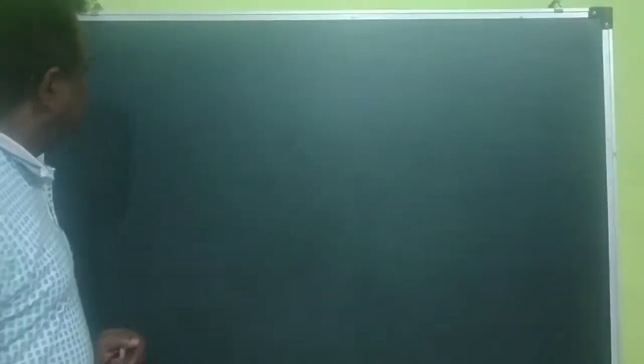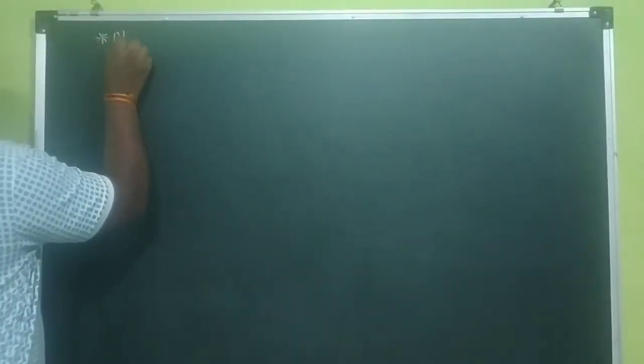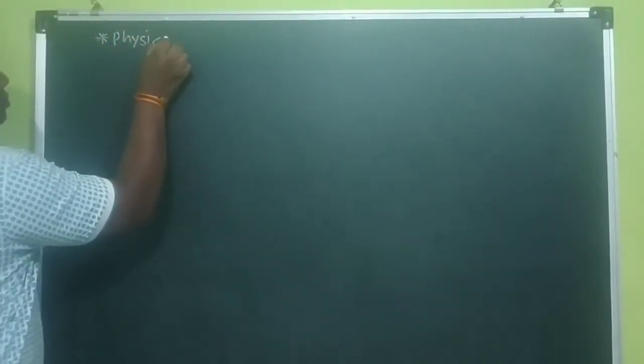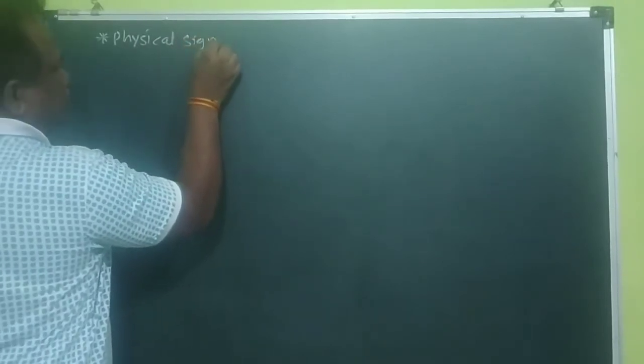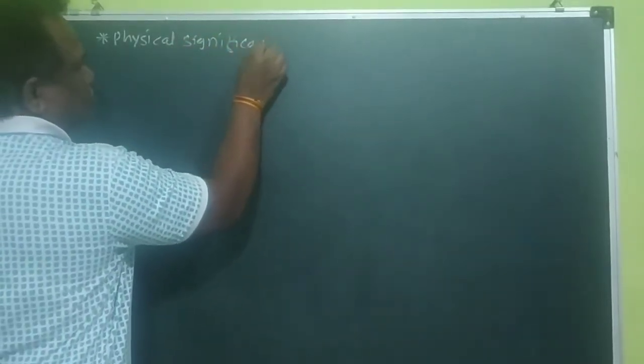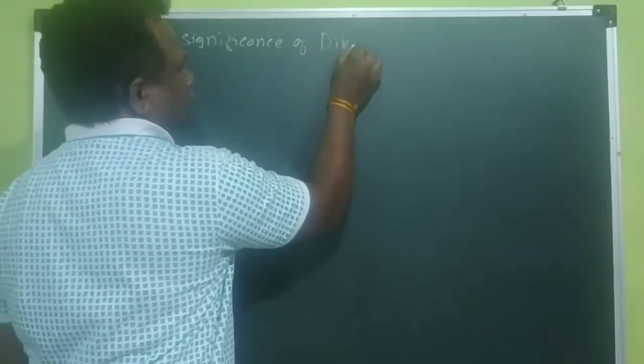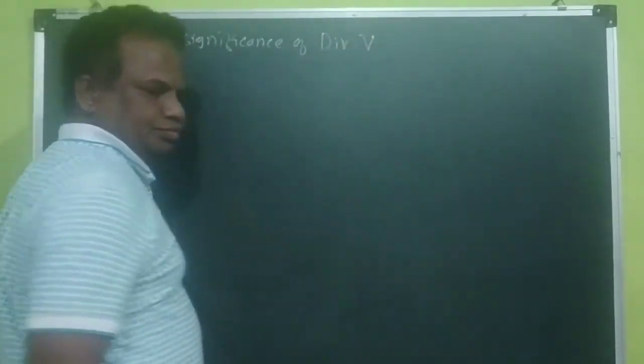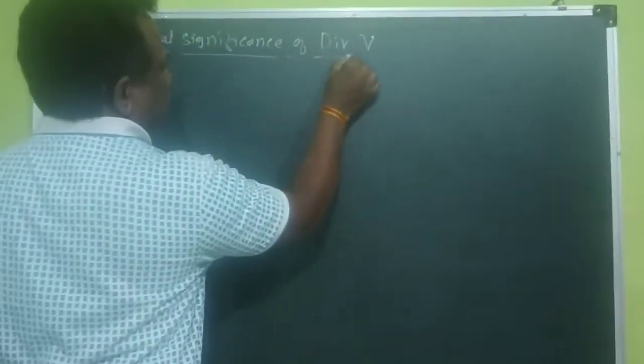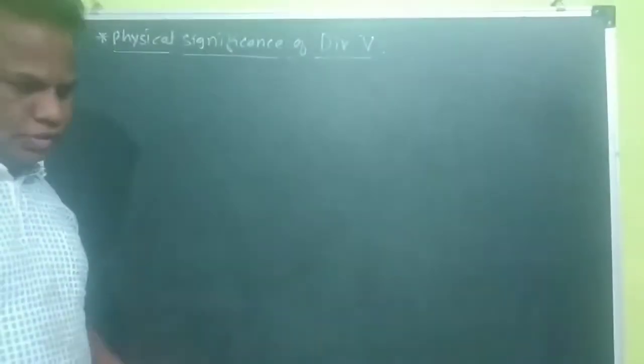Now we are going to see in this lecture what is the physical significance of divergence of a vector field, divergence of field. So this is the point we are going to discuss in this lecture. Already we know what is divergence of field. First of all, we are going to write the idea of divergence of V.